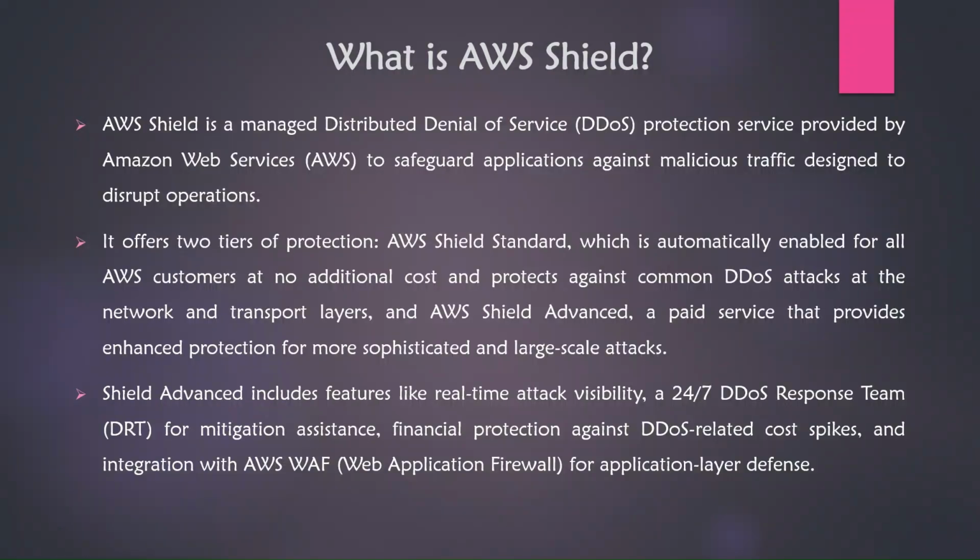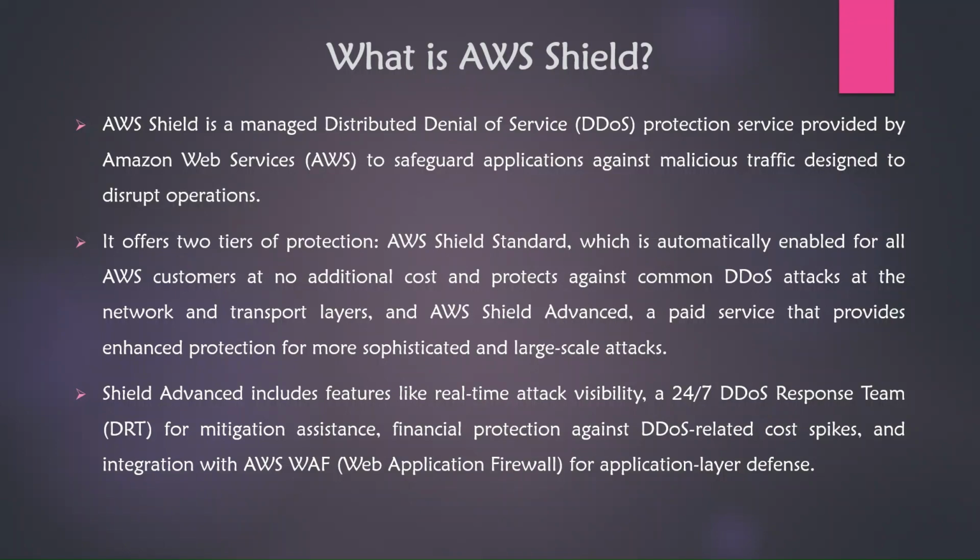So let's understand what is AWS Shield. AWS Shield is a managed Distributed Denial of Service protection service provided by Amazon Web Services to safeguard applications against malicious traffic designed to disrupt operations. Managed means AWS takes care of the service, including setup, maintenance and management, so you don't need to configure it manually.